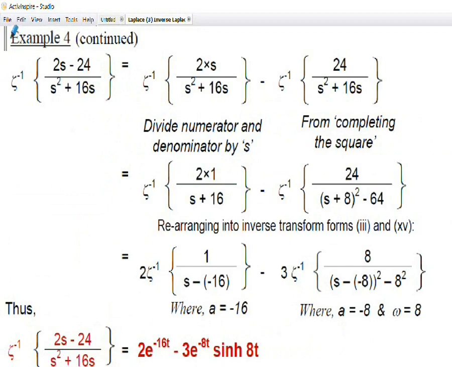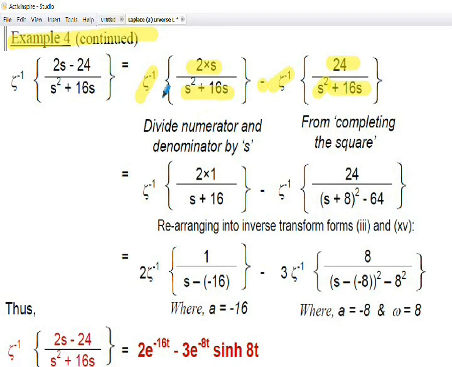Okay, example 4 continued here. Just repeated this line from the previous page. So I've got the inverse Laplace transform of 2 times s over s squared plus 16s for the first partial fraction, and I'm taking away from that the inverse Laplace transform of 24 over s squared plus 16s for my second partial fraction. Just going to focus on the first partial fraction first of all.